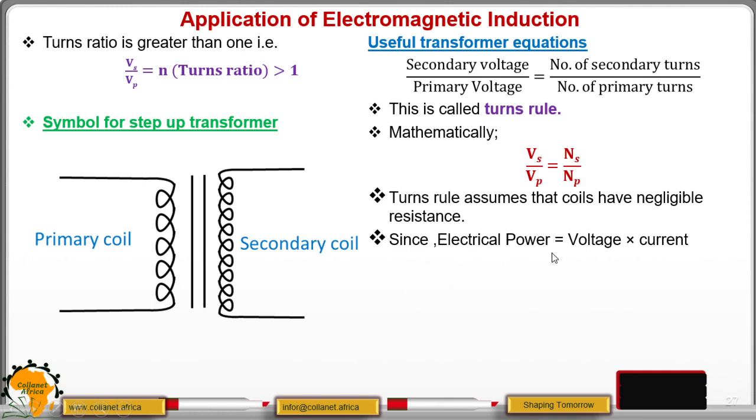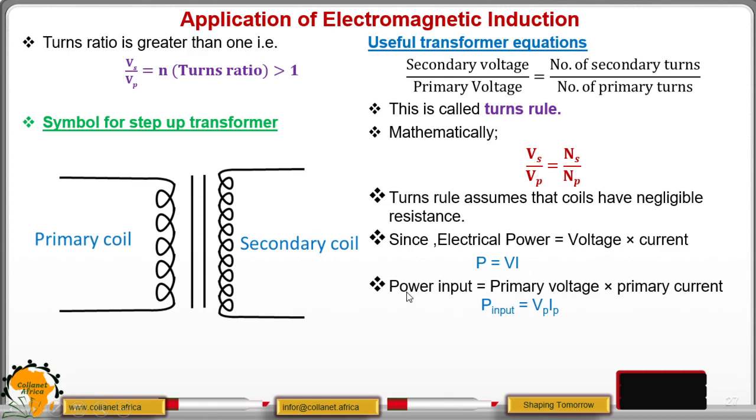So electrical power is equal to voltage times current. This one is learned in Form 3. Whenever we talk of power, we say that it is the rate of doing work. So when we talk of electrical power, we take the voltage times current. So it is P = VI.